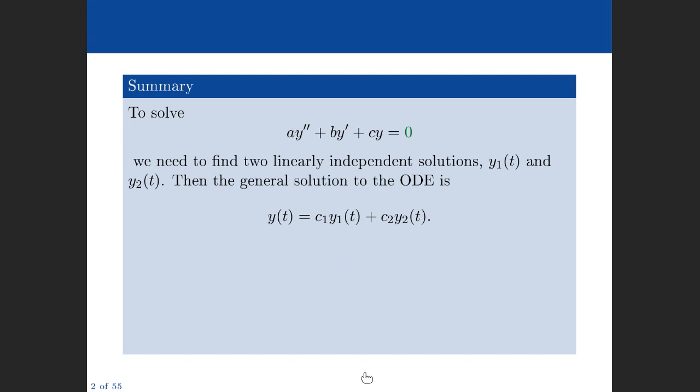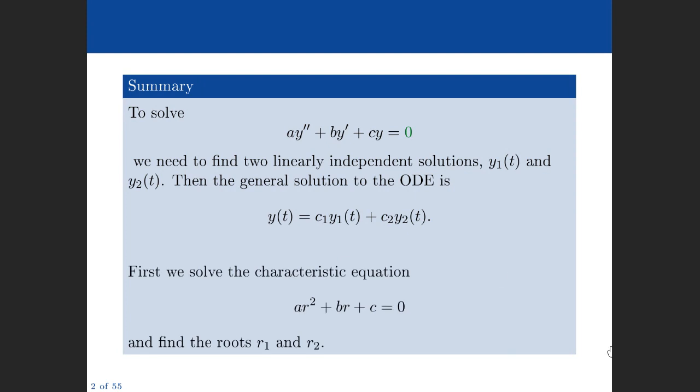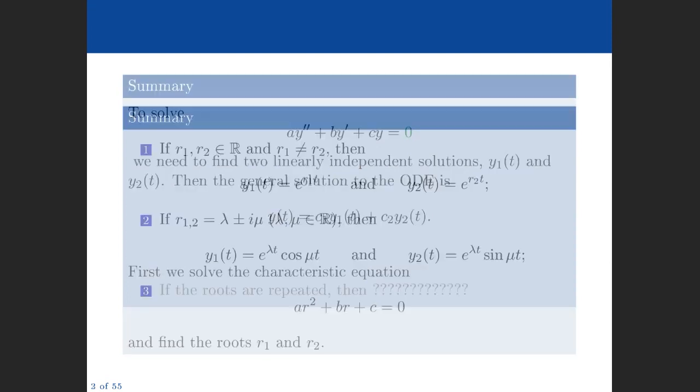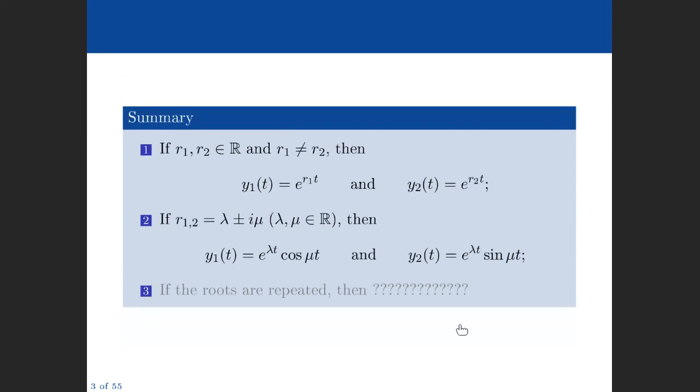The way that we solve this equation is first we write down the characteristic equation. That's the same numbers, a, b, and c, but now in a quadratic equation, ar squared plus br plus c is equal to 0. And we need to find the roots of this characteristic equation. Then there's three possibilities for the roots. If we have two different real numbers, then the two functions that we want are e to the power r1t and e to the power r2t.